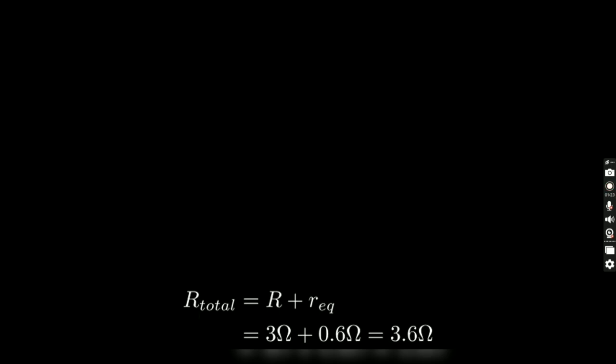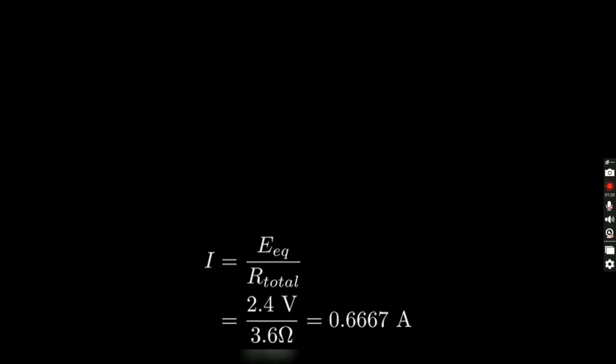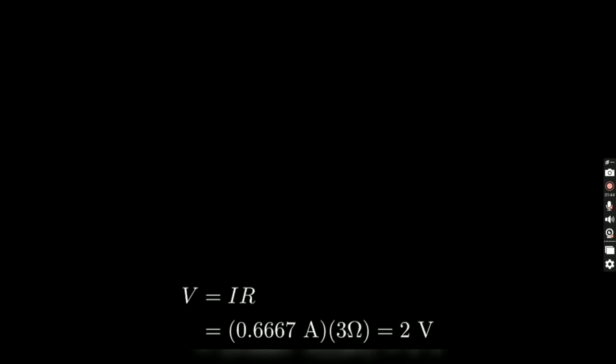Using Ohm's law, we can now find the current in the circuit. Current equals the equivalent EMF divided by the total resistance. That's 2.4 volts divided by 3.6 ohms, which gives us 0.6667 amperes. Finally, to find the potential difference across the 3 ohm resistor, we multiply the current by the resistance. That's 0.6667 amperes times 3 ohms, which gives us 2 volts. Therefore, the potential difference across the 3 ohm resistor is 2 volts.